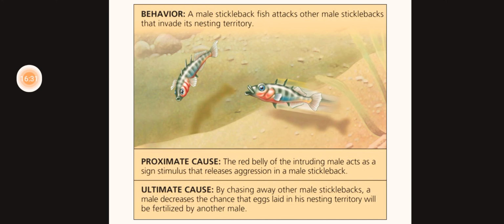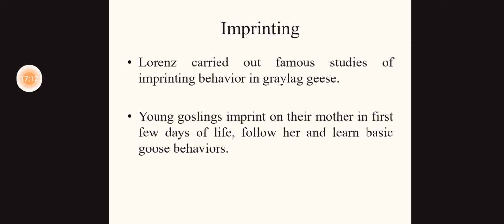What is the proximate cause and what is the ultimate cause? Proximate cause: the red belly of the intruding male acts as a sign stimulus that releases aggression in a male stickleback. It may be that the stickleback knows from the aggression sign that testosterone level is high and so the aggression level rises. And the ultimate cause is that by chasing away other male sticklebacks, a male decreases the chances that eggs laid in his nesting territory will be fertilized by another male. So that's the ultimate cause.